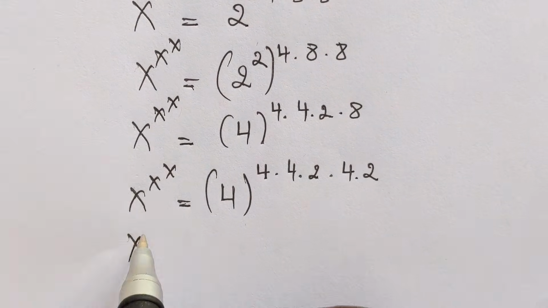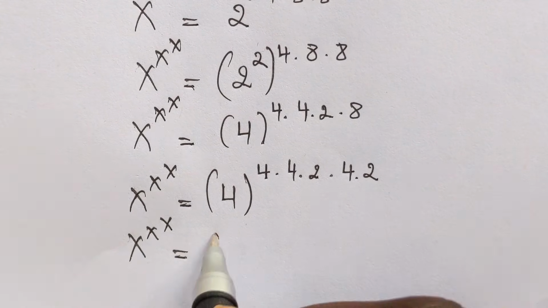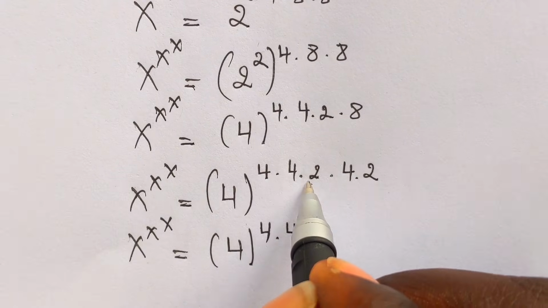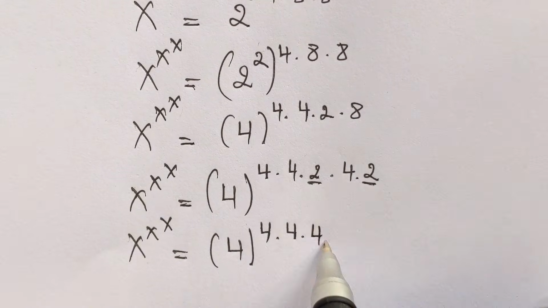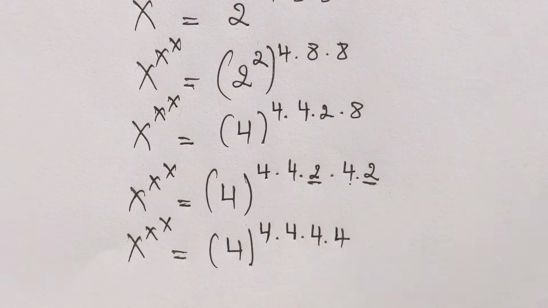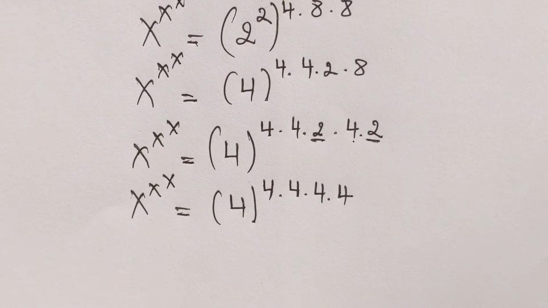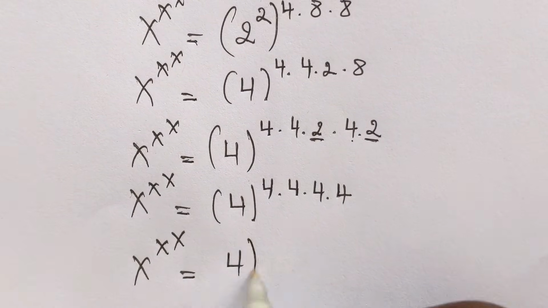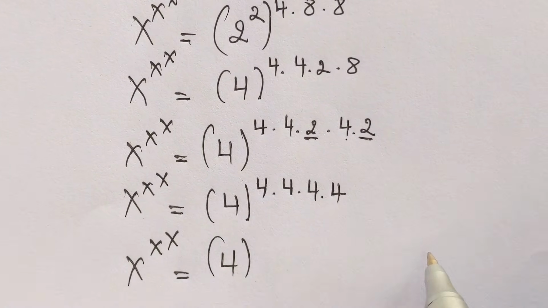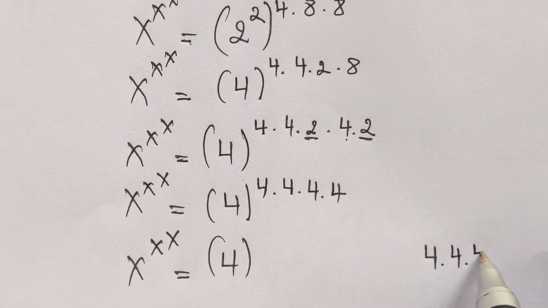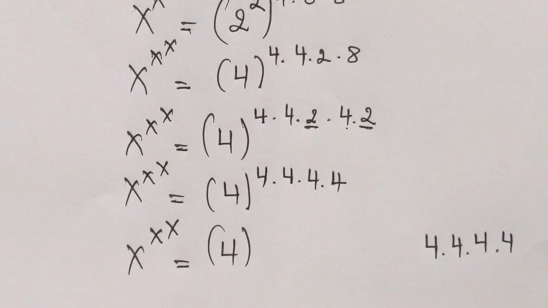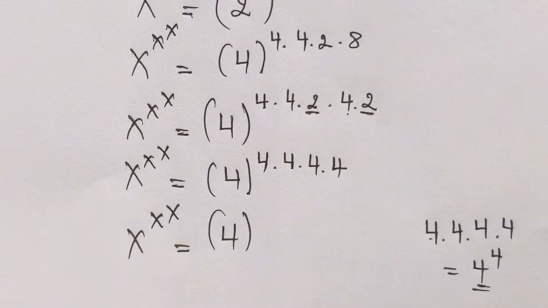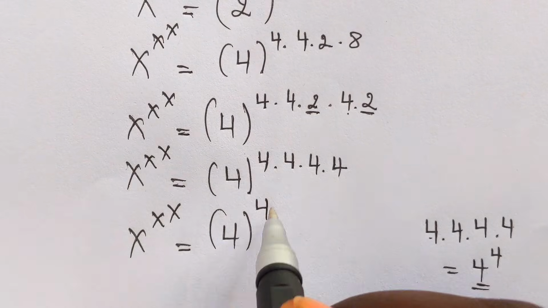Of course, x power x will be 4 power, we have 4 times 4, and these 2 times 2 times 4 times 4 again we have right here. Right? Then here x power x will be 4. When you have here 4 times 4 times 4 times 4, this is equal to 4 power 4. 1, 2, 3, 4. Right? Then here we shall say it is 4 power 4.